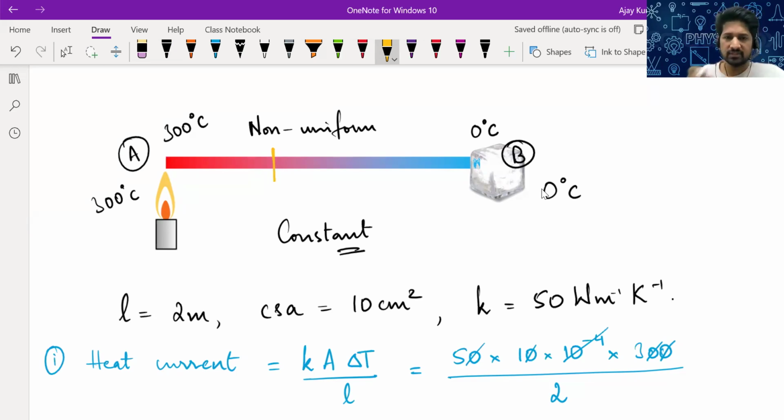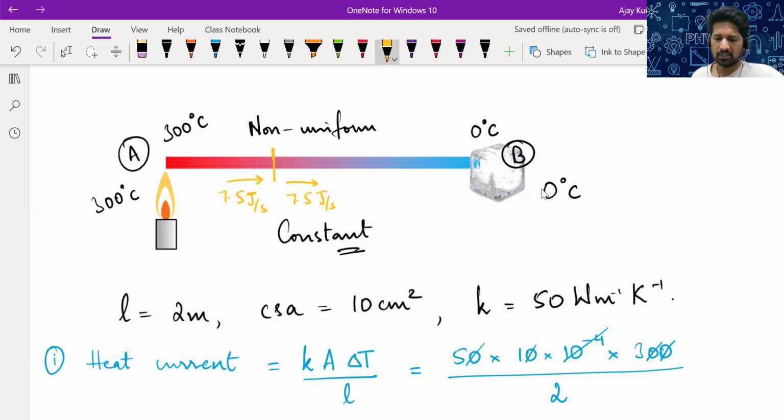Now if 7.5 joules per second is passing from A to B, that means through every layer of molecules there will be a heat of 7.5 joules passing per second. From one end to the other, the effective heat current is 7.5 joules per second, meaning everywhere the current is 7.5 joules per second itself. That means this layer will be receiving a heat of 7.5 joules every second, and it will also be releasing a heat of 7.5 joules every second. That is what will happen, because only then you can have an effective transfer of 7.5 joules per second from one end to the other end.